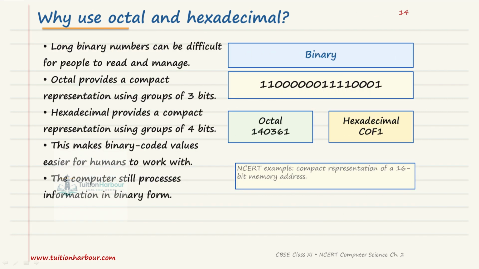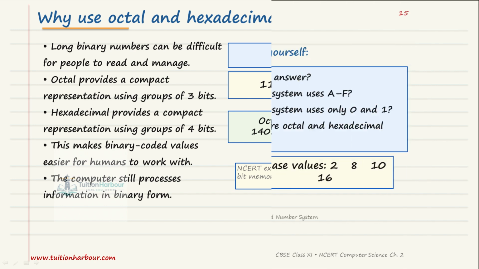Note that octal and hexadecimal are useful for compact representation of binary values. A long 16-bit binary memory address can be written in a shorter octal or hexadecimal form. The computer itself still works with binary.